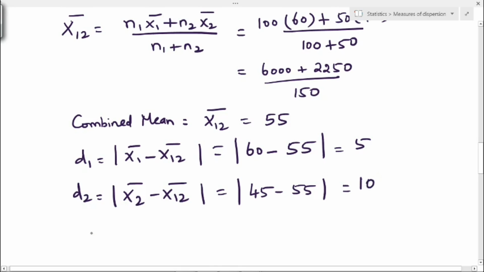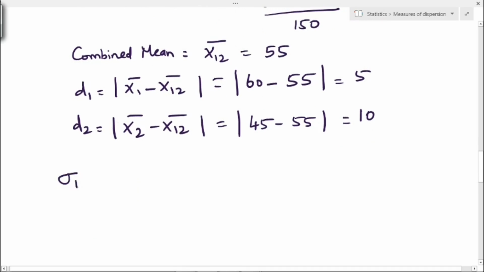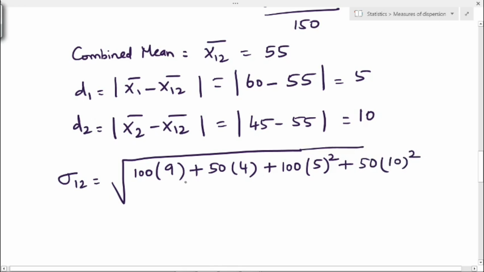Substitute all the values in the combined standard deviation formula. So that is sigma 1 2 equal to square root of n1, that is 100 into sigma 1 square. Sigma 1 square value is 9 plus n2 value is 50 into sigma 2 square is 4 plus n1, that is 100 into d1 value. So that is 5, d1 square, that is 5 square, and n2, that is 50 into d2 square, that is 10 square divided by 100 plus 50.